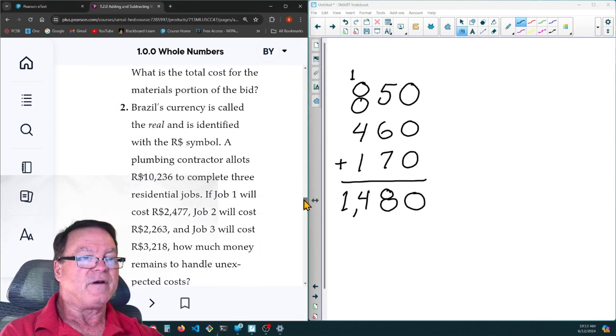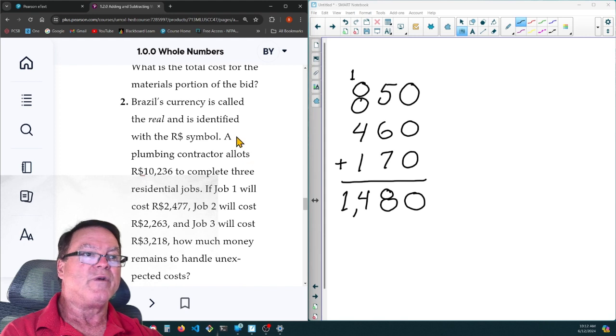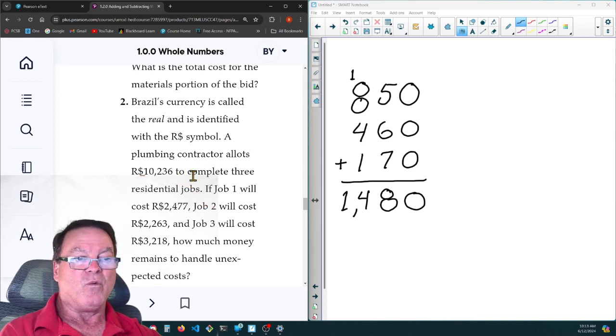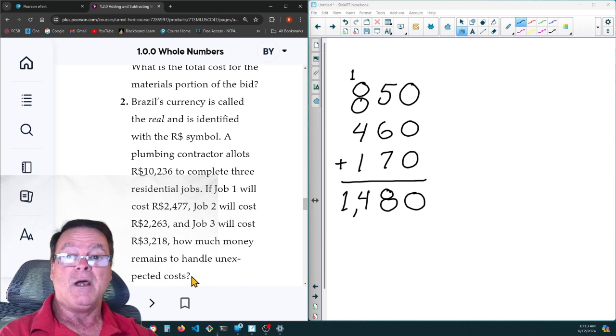Now let's see what we have here. Brazil's currency is called the real and is identified with the R dollar symbol. A plumbing contractor allots 10,236 reals to complete 3 residential jobs. If job number 1 will cost 2,477, job number 2 will cost 2,263 reals, and job number 3 will cost 3,218 reals. How much money remains to handle unexpected costs? Well, a remainder. Now we're talking about subtraction. So we're going to subtract.